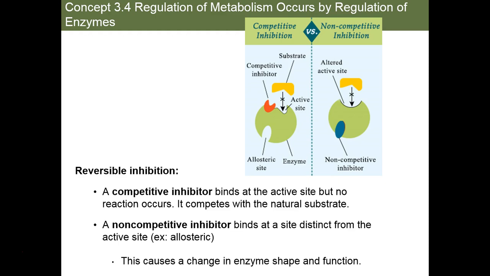There's also what is called reversible inhibition. This is an inhibition that can be reversed. There are two types of reversible inhibition. A competitive inhibitor binds at the active site, but no reaction occurs. It competes with a natural substrate at the active site. A non-competitive inhibitor binds at a site that is different than the active site. One such site is called the allosteric site. This will cause a change in the shape of the enzyme.